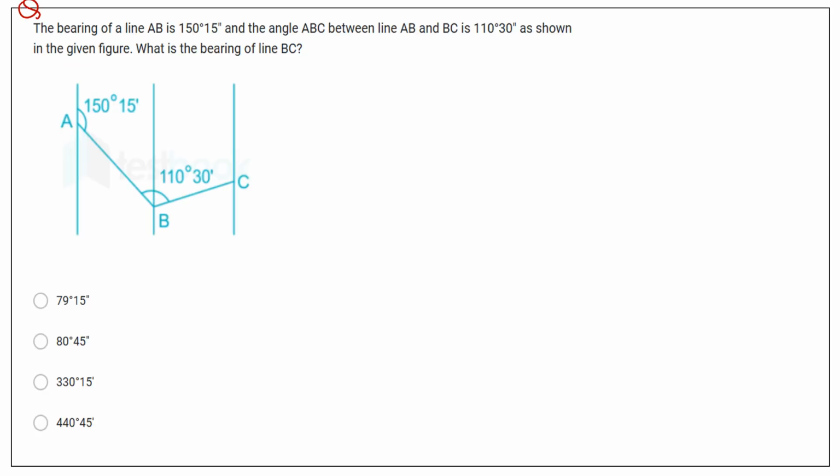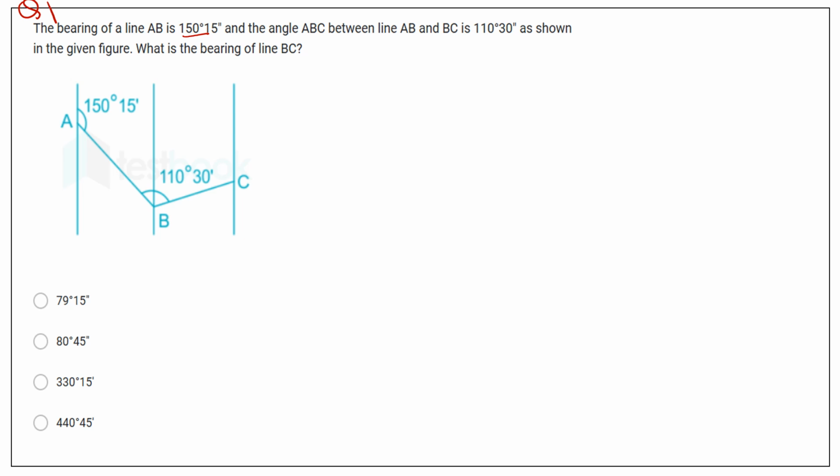First question. The bearing of line AB is 150 degree 15 minutes and the angle ABC between line AB and BC is 110 degree 30 minutes as shown in the given figure. What is the bearing of line BC? Okay, bearing of line BC.